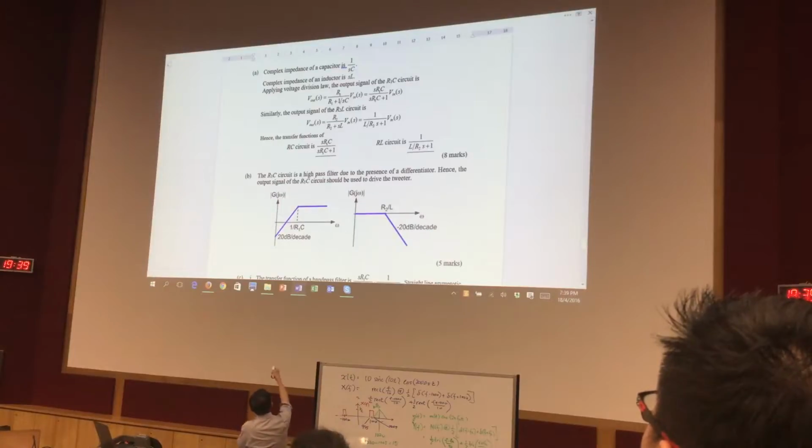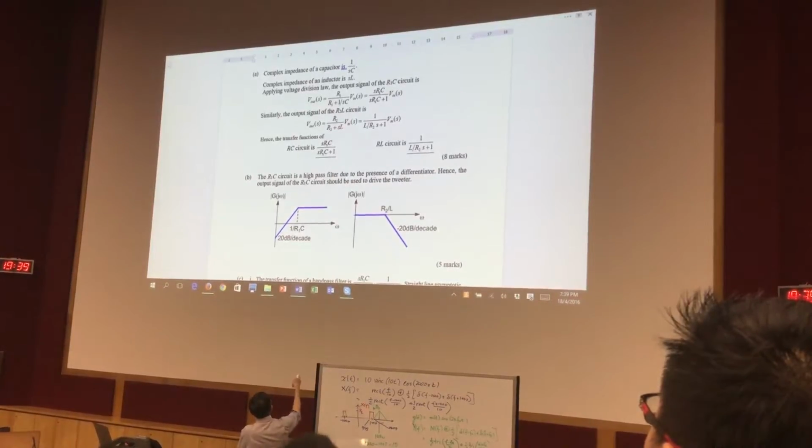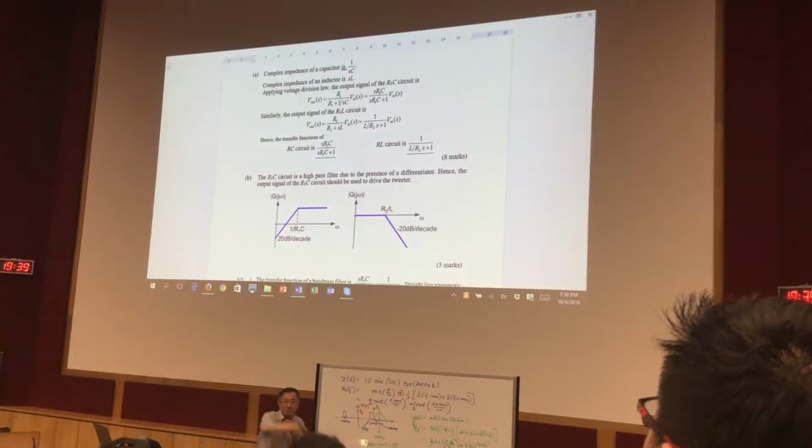So this is the RC circuit. And this is the RL circuit. Now this is straightforward. We've seen this before. 1 over tau S plus 1. That one definitely is going down like that. Flat, come down. And then the corner frequency is 1 over tau.